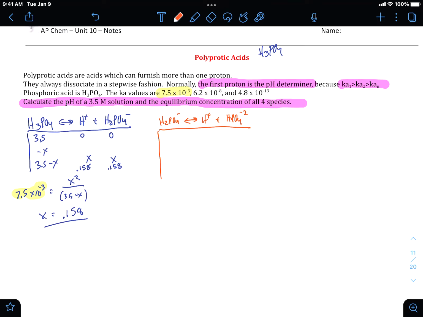Didn't we make H2PO4? We did, and as a result, that is the initial concentration of the secondary equilibrium. And we also know that H plus was also made, and it's made in the same ratio, so we have that. What we don't have is the new product, HPO4 minus 2. It's okay. Let's carry out the math.